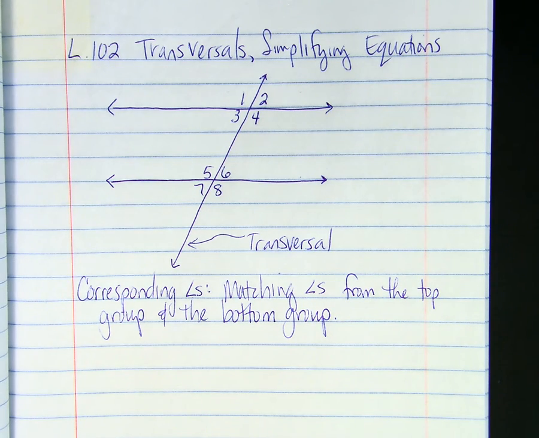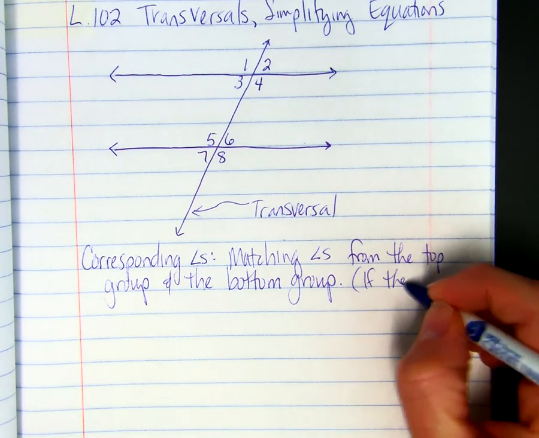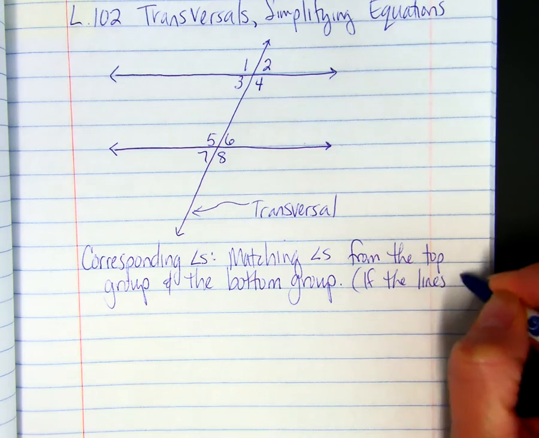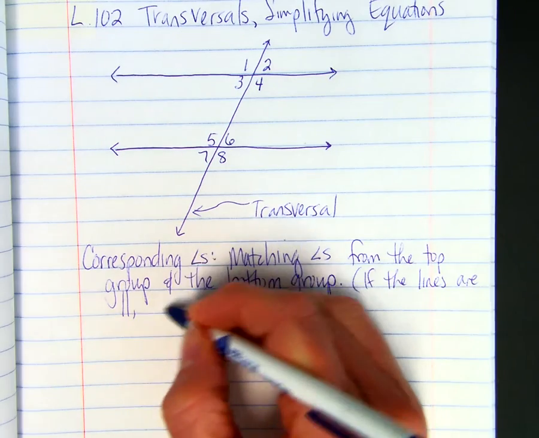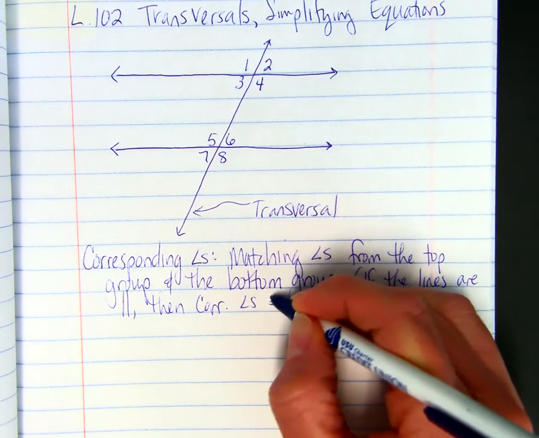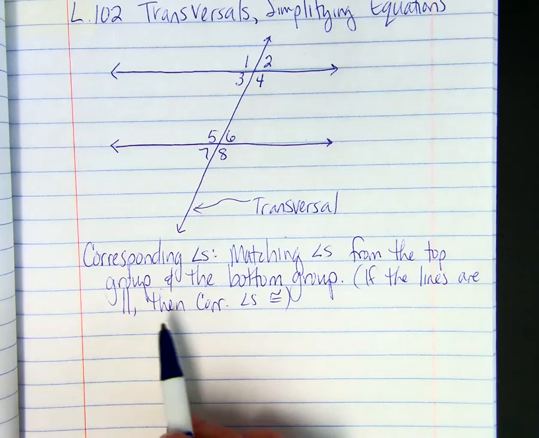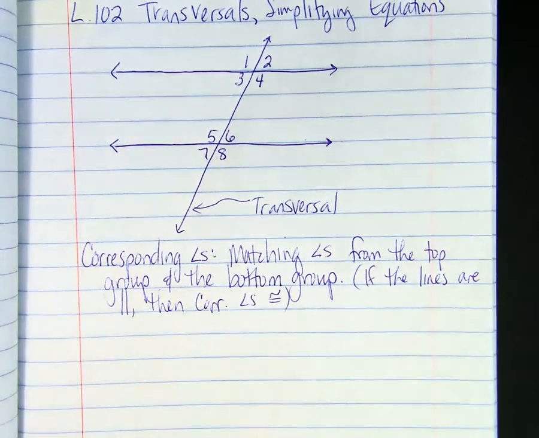If the lines are parallel, then corresponding angles will be congruent. So if the lines are parallel, then corresponding angles will be congruent. Corresponding angles are congruent. That's if the two lines are parallel.